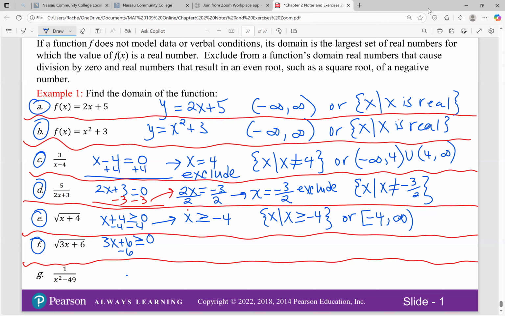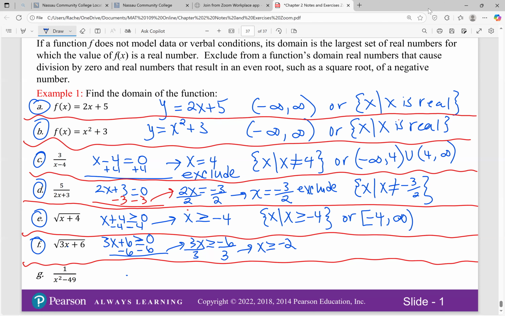If we subtract 6 from both sides, we're going to get 3x is greater than or equal to -6, and then divide by 3. So we're going to get x is greater than or equal to -2. So let's try -2 because x is allowed to be greater than or equal to -2. If we plug -2 in for x, we're going to get 3 times -2, which is -6. And -6 plus 6 is 0. Square root of 0 is 0.